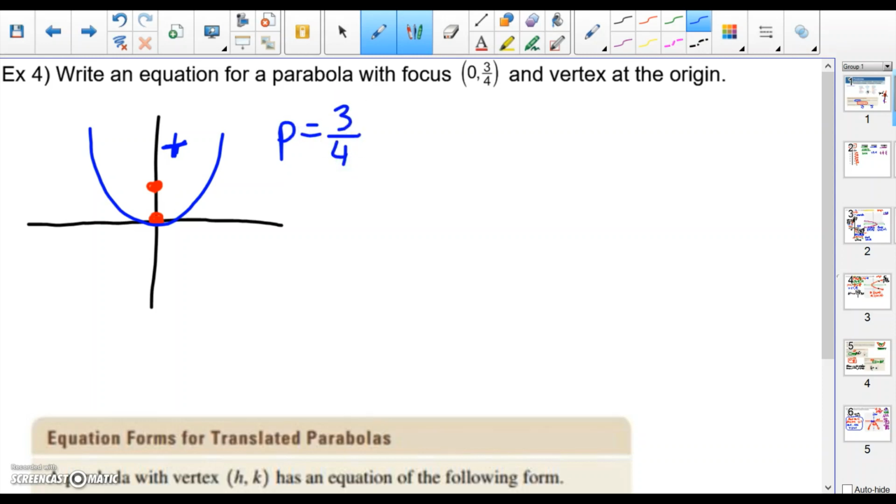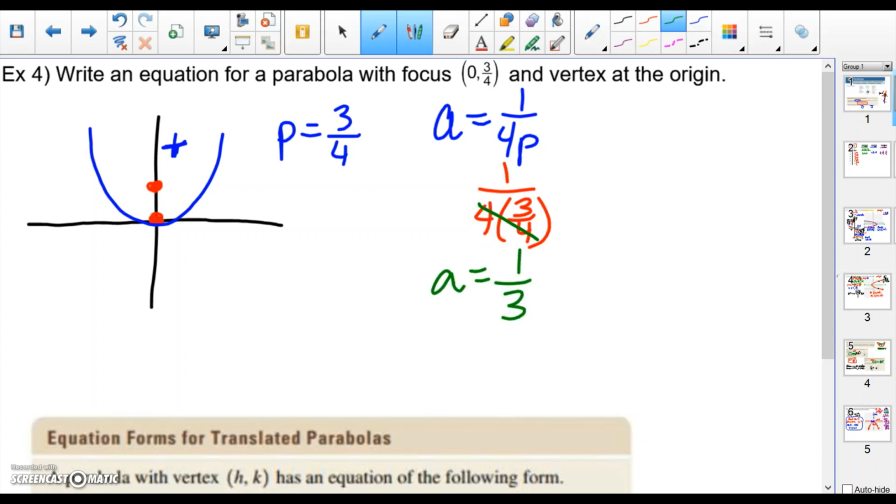So we want to find the a value, and remember we've got a equals 1 over 4p. So just plug in that 3/4 for p. 1 over 4 times 3/4, 4's cancel, leaving me with 1/3. A equals 1/3. So we can see that since it's facing up like this, it's a y equals x squared form. And so the vertex at the origin means y minus 0 and x minus 0. So we can just say y equals 1/3 x squared.